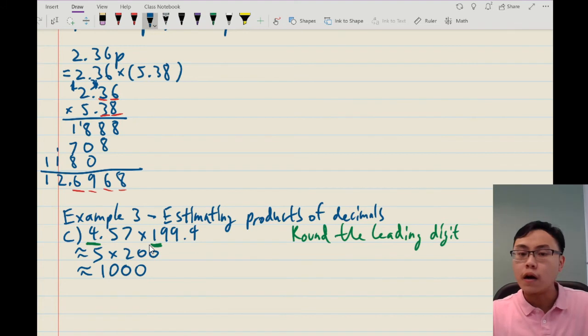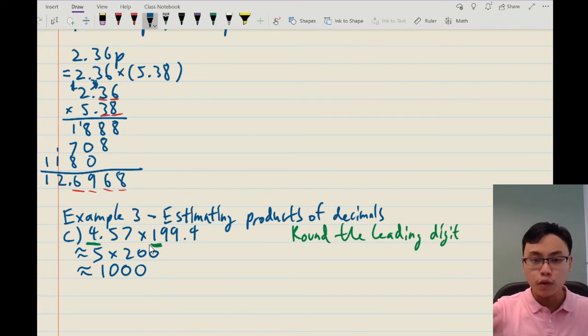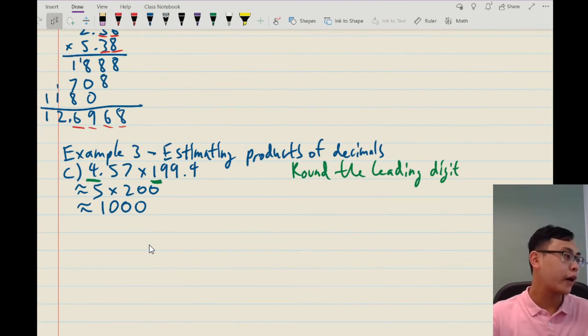Now our estimation may not be super accurate, but it is still an estimation of some sort. If you actually do the multiplying, it will be maybe a little bit more than 800, but it's still somewhat close to our answer.